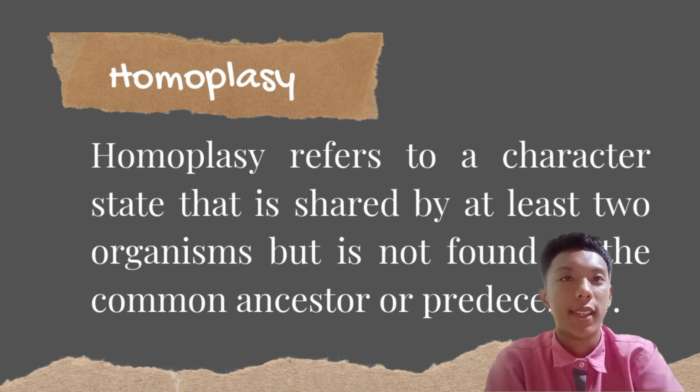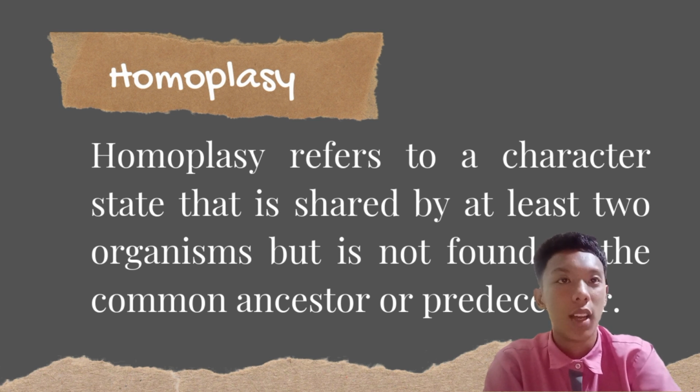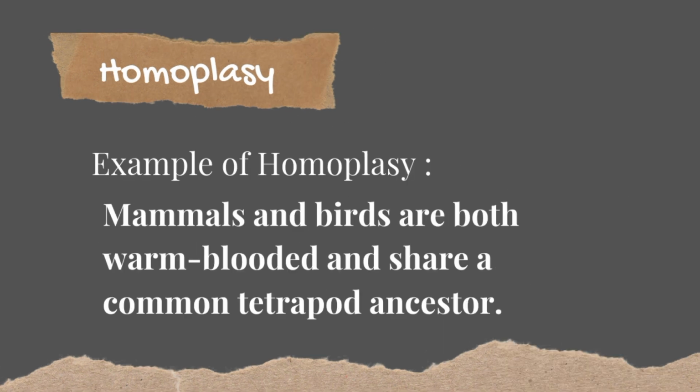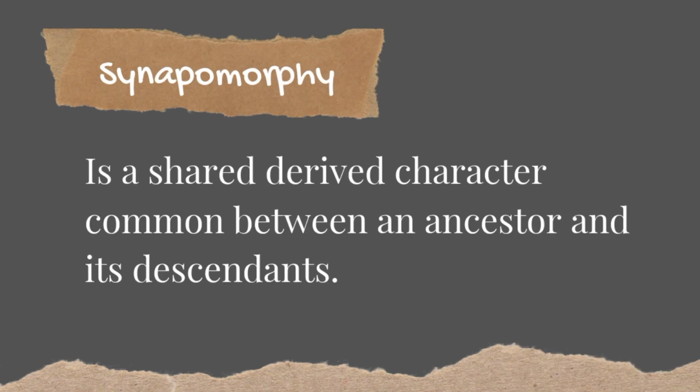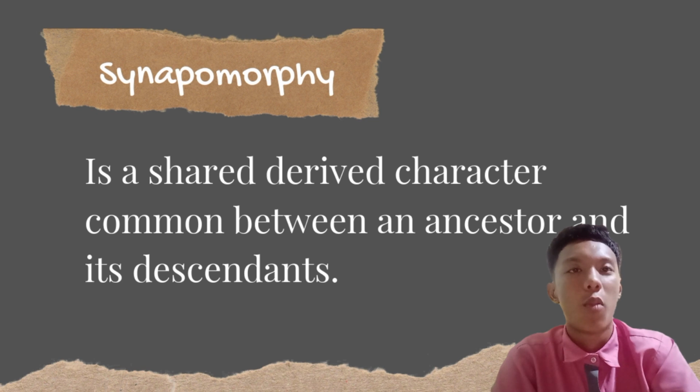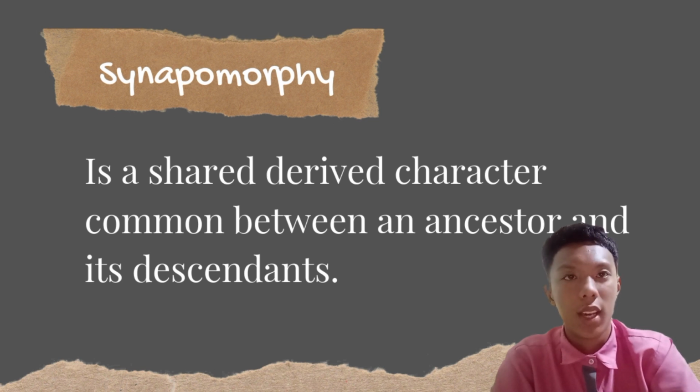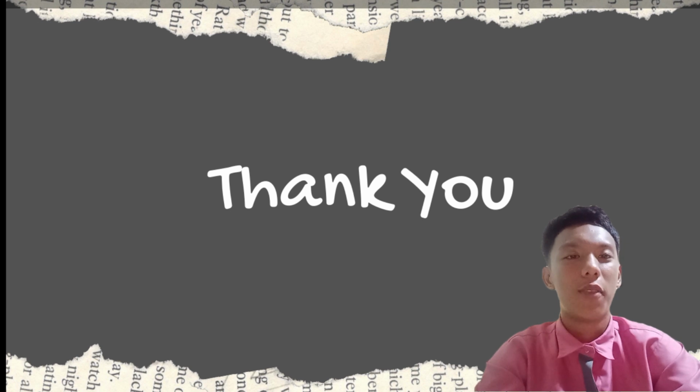Next is homoplasy. Homoplasy refers to a character state that is shared by at least two organisms, but is not found in their common ancestor. An example of this is that mammals and birds are both warm-blooded, yet they do not share a warm-blooded common tetrapod ancestor. The last state is synapomorphy. Synapomorphy is a shared derived character common between an ancestor and its descendants. And that is the end of our presentation.